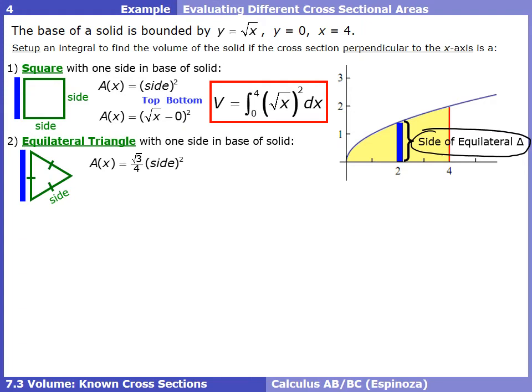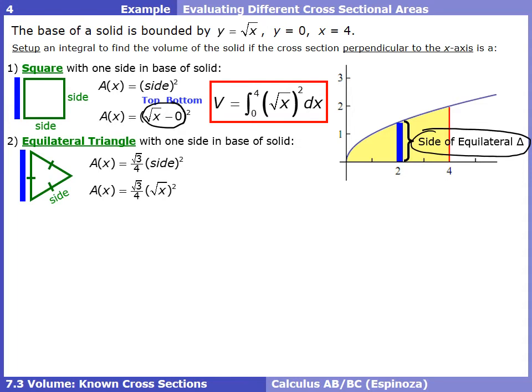In case you didn't know this back from your geometry days, the area of an equilateral triangle, given only the side length, is square root of 3 over 4 times the side squared. And just like you saw above, the length of that representative rectangle is just going to be the square root of x minus 0.